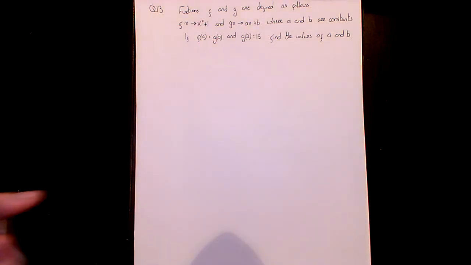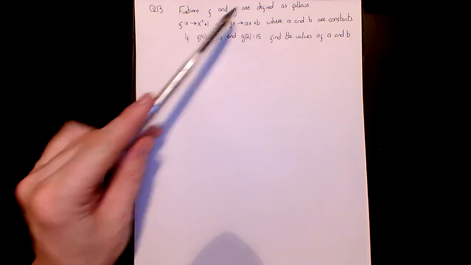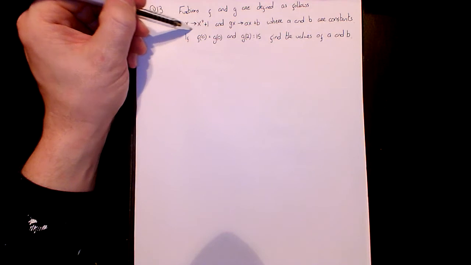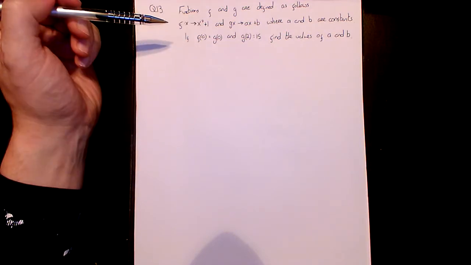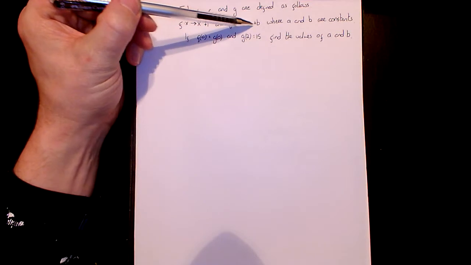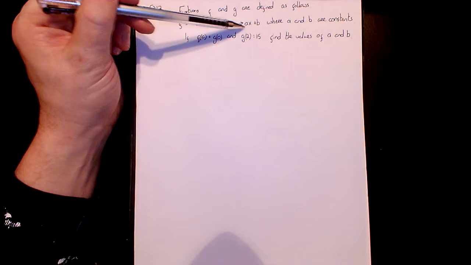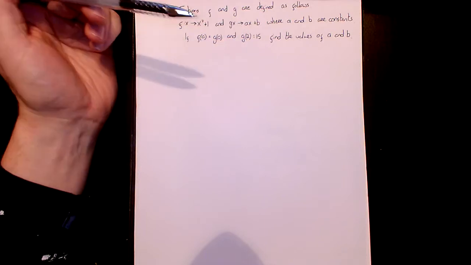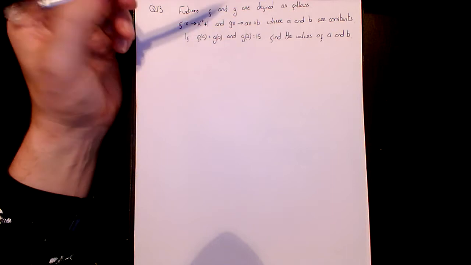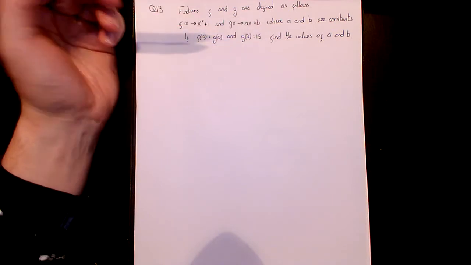Okay guys, this is question 13. So it says the functions f and g are defined as follows. The function f(x) is x squared plus 1, and the function g(x) is ax plus b, where a and b are constants. So that just means a and b are numbers, but they're not giving us the numbers. They're only giving us letters, or variables, instead of them. Okay, so they are replacing the numbers with letters, so we don't know what they are.